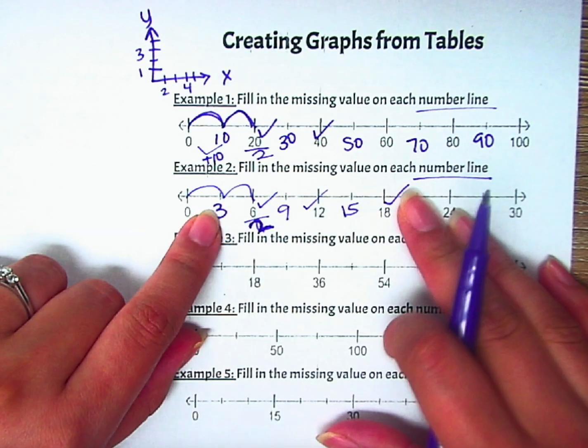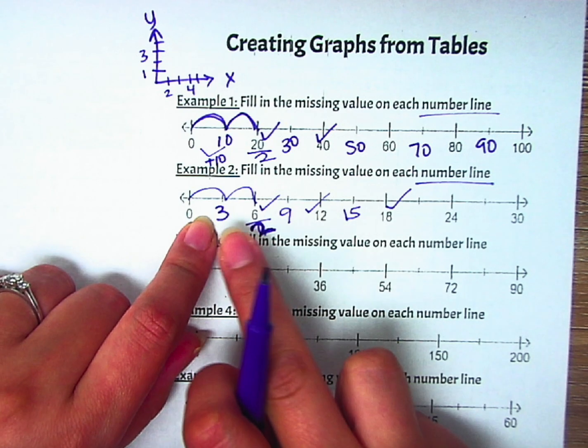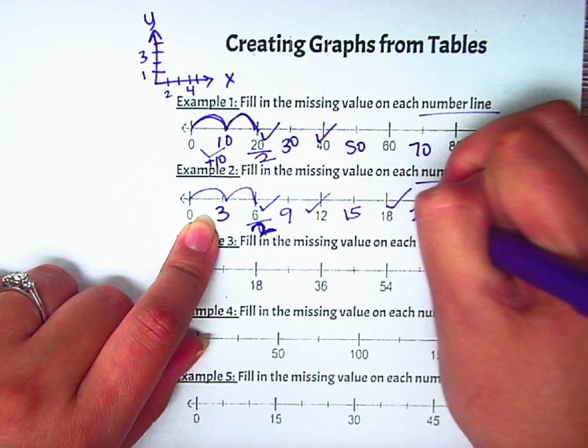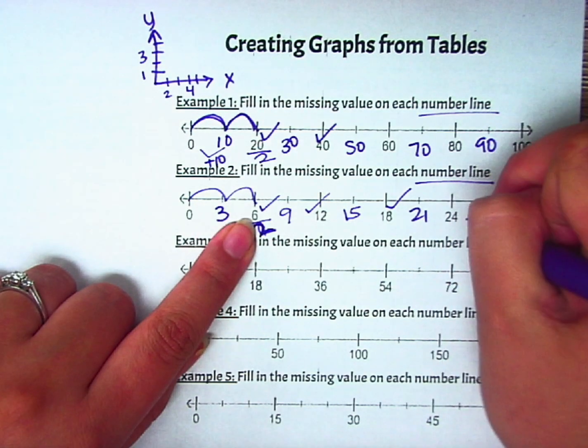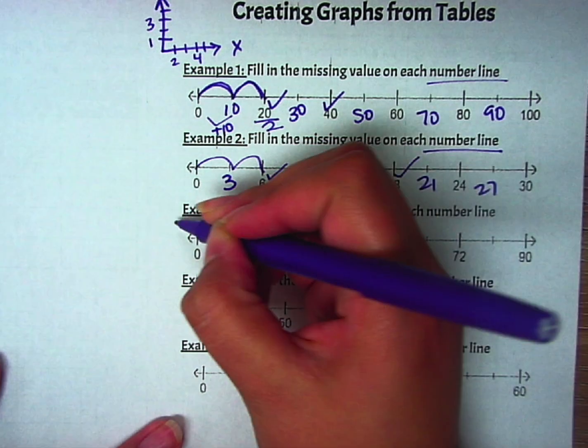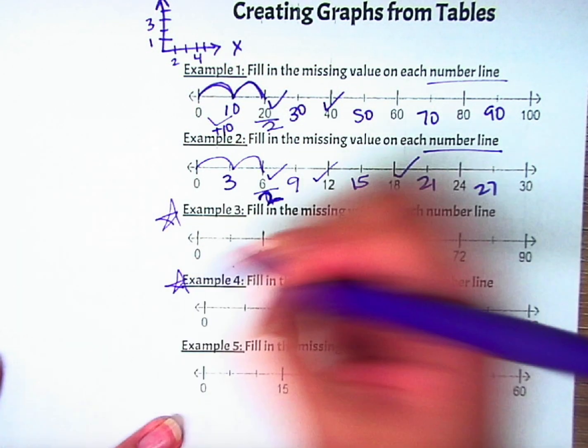We can also do our multiples of 3s. 3, 6, 9, 12, 15, 18, 21, 24, 27. Okay, I want you to do the ones that I star. So you're going to do example 3 and 4 by yourself.